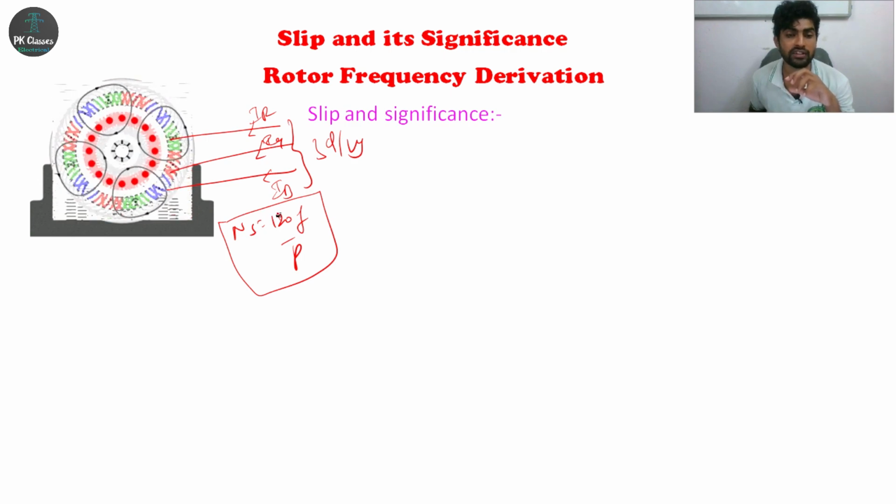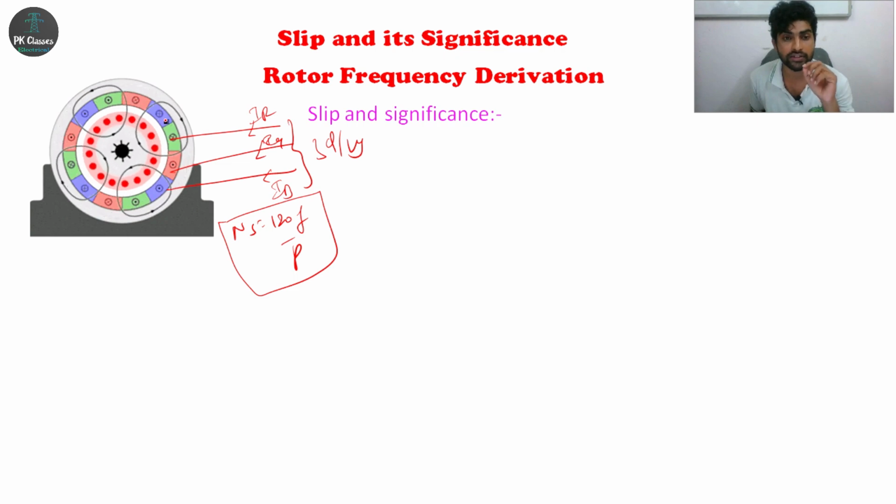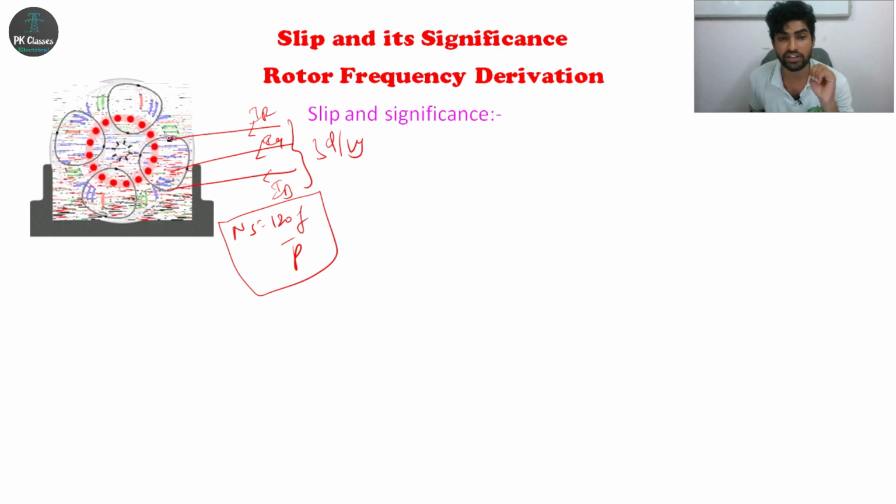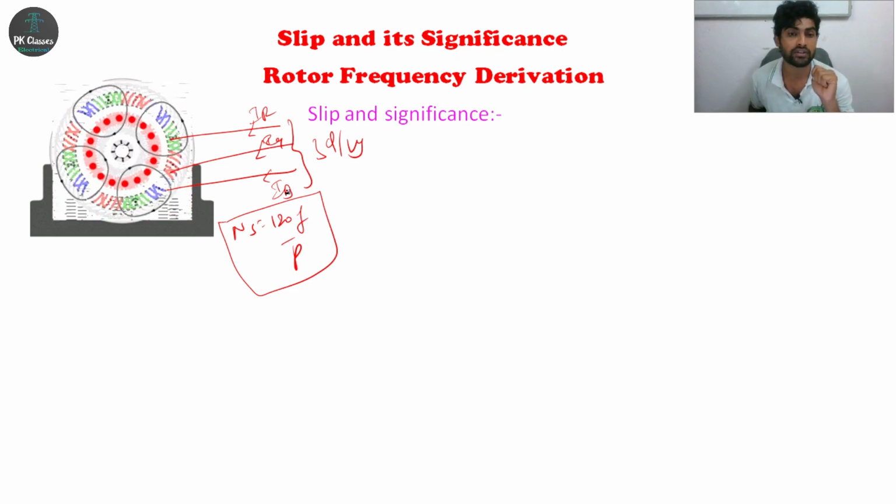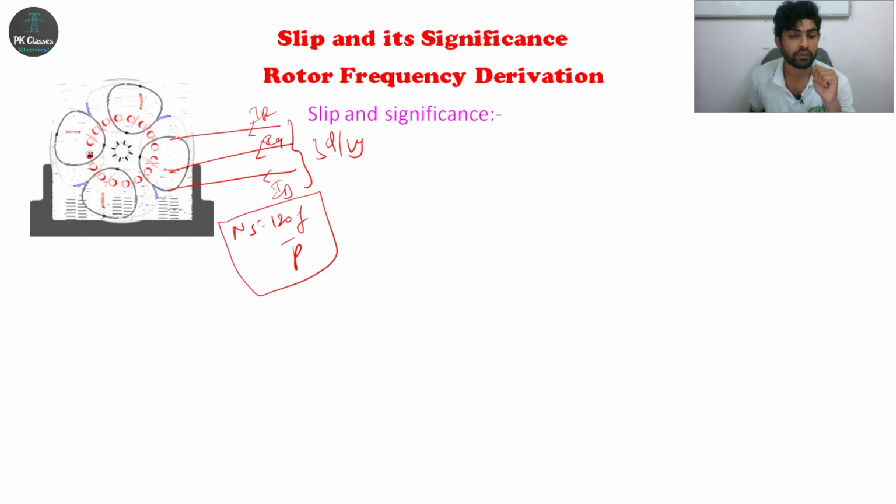This 120 comes from the phase angle, the placing of the stator conductors or coils 120 degrees apart from each other, f is the supply frequency, and P is the number of poles in the stator. And next is the rotor.